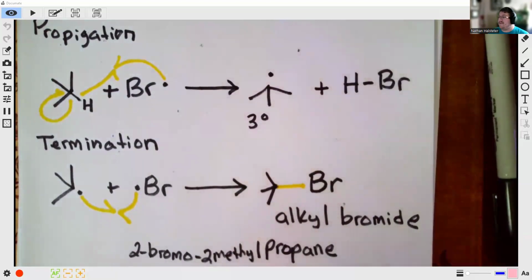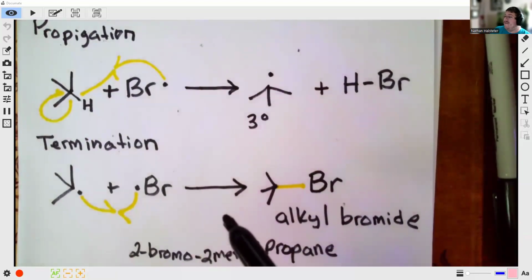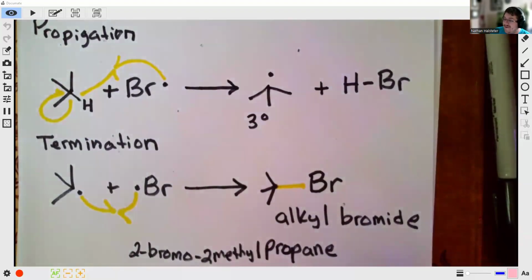Okay, that's when we don't have any sort of resonance. However, we've also looked at examples with resonance. So let's review that as well.